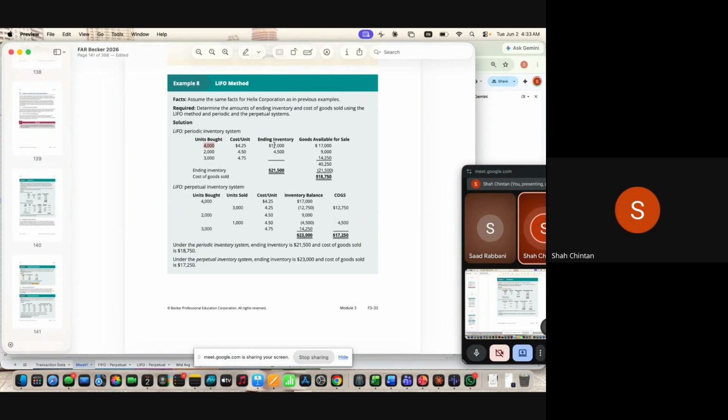So how will the ending inventory formula be? 1,000 units into 4.5 plus the remaining 4,000 into 4.25. So this total should be your ending inventory under the LIFO method, because you are doing last in, first out.